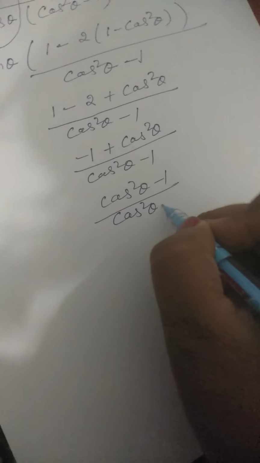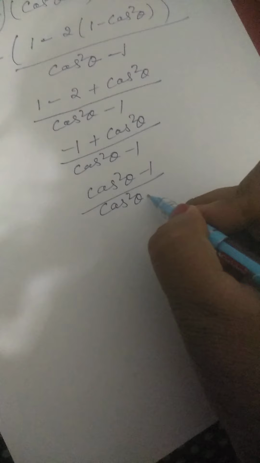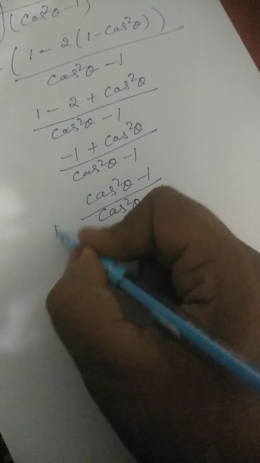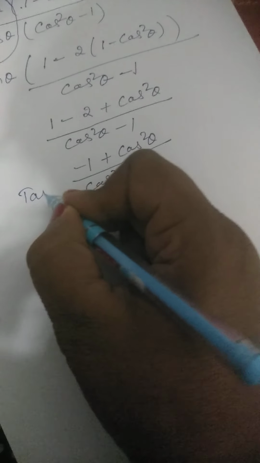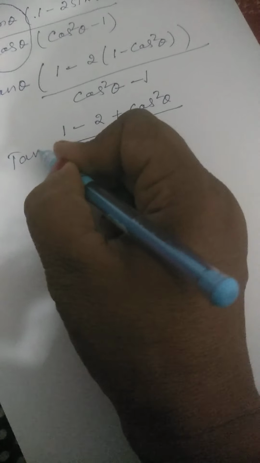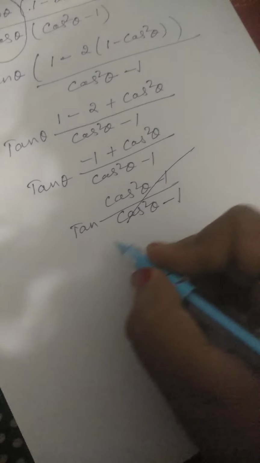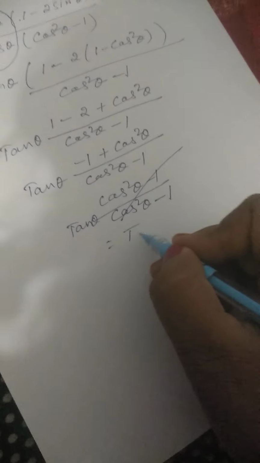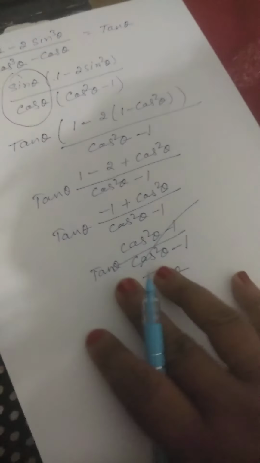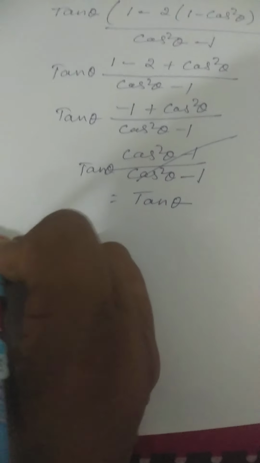Minus 1 plus cos square theta, cos square theta minus 1. You can write like this, na, cos square theta minus 1 upon cos square theta minus 1. And here tan theta you can write like this, tan theta. Both cancel, you got tan theta. This your LHS is equal to RHS. Question number 7 done. And the next question is what?